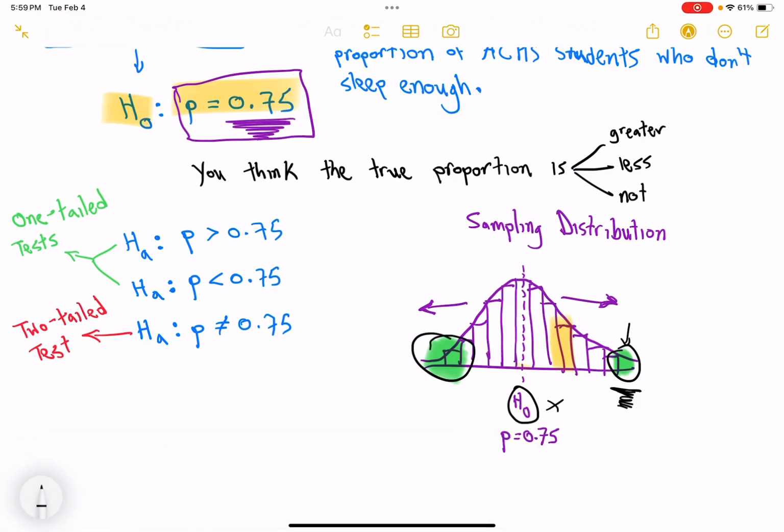Or potentially to the left and to the right. And that's what these mean. When I say a two-tailed test, I mean, is my data either way too far away from the right or way too far away from the left? Either one of those will be okay for me. And that's p is not equal to 0.75. And then the two one-tailed tests are either p is greater than, which is this upper tail over here, or p is less than, which is this lower tail over here.